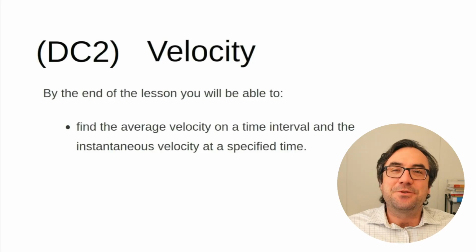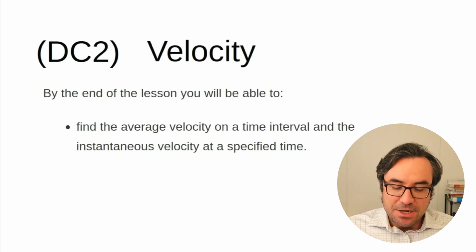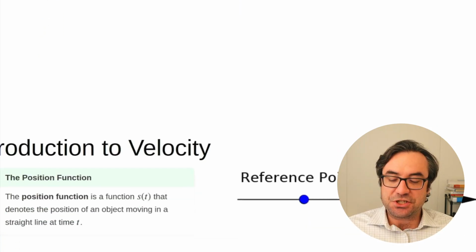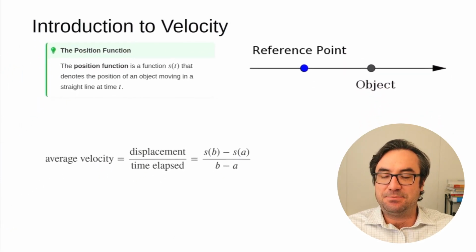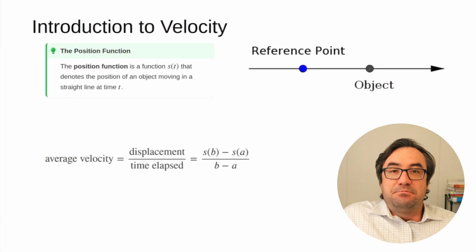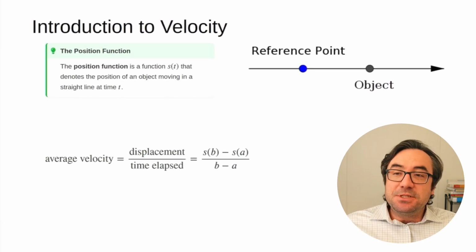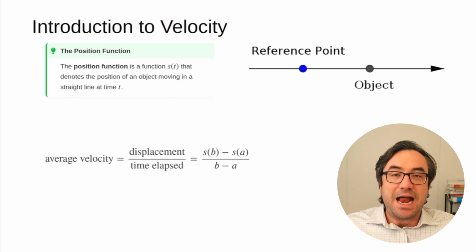Welcome, everyone. For today's prep, we're going to be looking at velocity. So we're going to be looking at average velocity and start looking at something called instantaneous velocity. To begin, we're going to start with a little introduction to the concept of velocity. And it comes down to an object moving in a straight line.